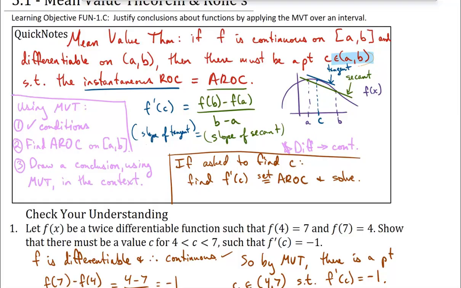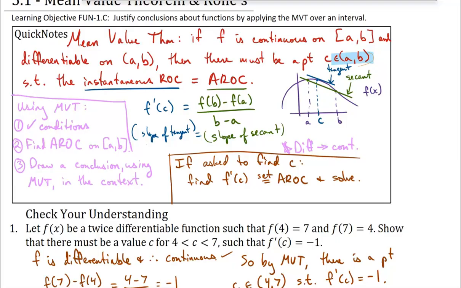Okay. We have steps for using the mean value theorem. First, we do need to check the conditions. Is it continuous on the closed interval? And is it differentiable on the open interval? Remember that a lot of times you might just be given that a function is differentiable on a whole interval, or might just say differentiable, meaning everywhere. If it is differentiable, then it is also continuous. And then we find the average rate of change between our two endpoints, and then we draw our conclusion in the context of the problem.